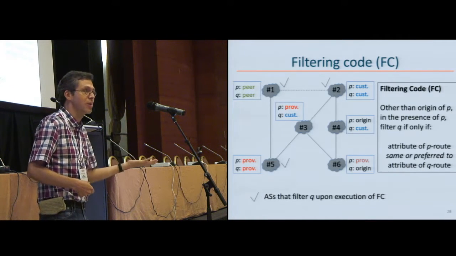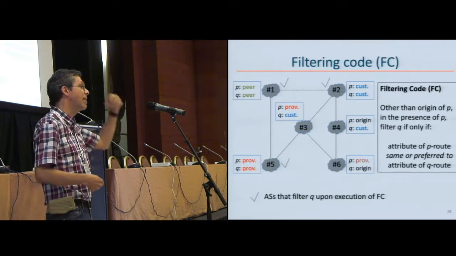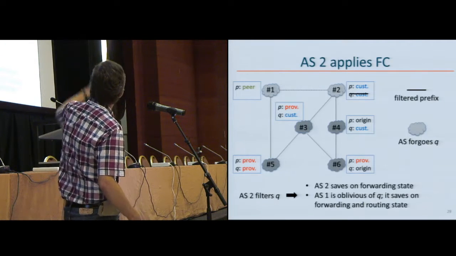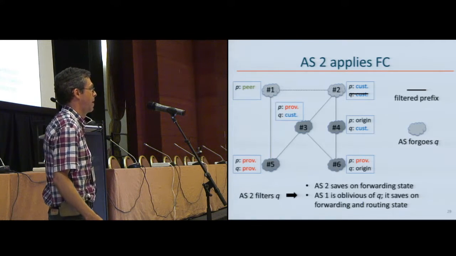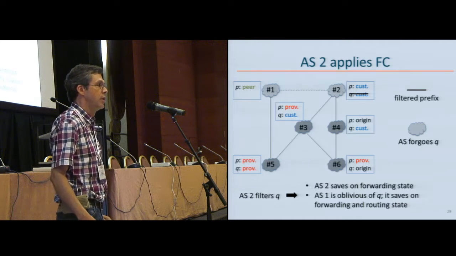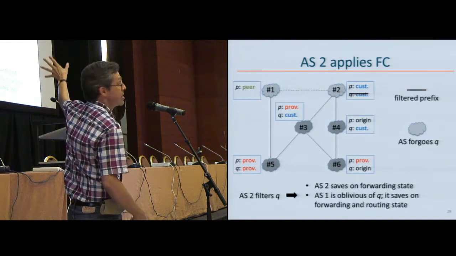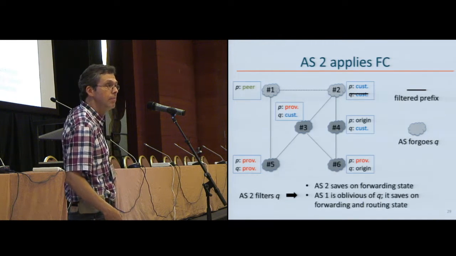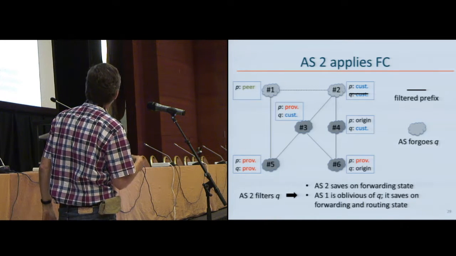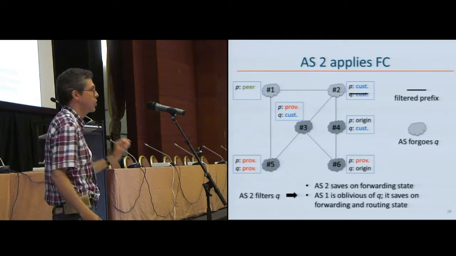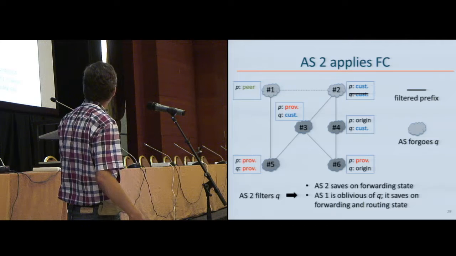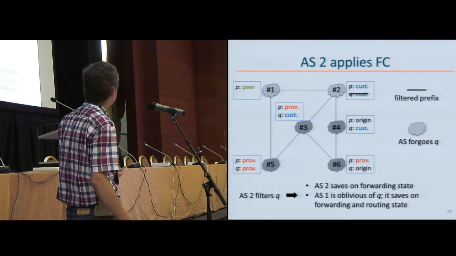But what's the global consequence of that? What's the consequence on the other ASs of doing this filtering? So let's suppose that AS2 does filter. If it does filter, it cannot send a Q route to AS1. So AS1 is in fact oblivious of Q. But it still sends data packets to its peer along the P route. So when AS2 filters, AS2 saves on forwarding state, and AS1 becomes oblivious of Q, meaning that it saves on forwarding state and on routing state.